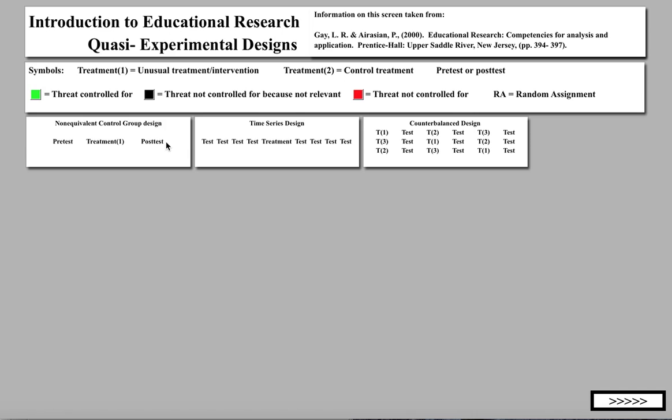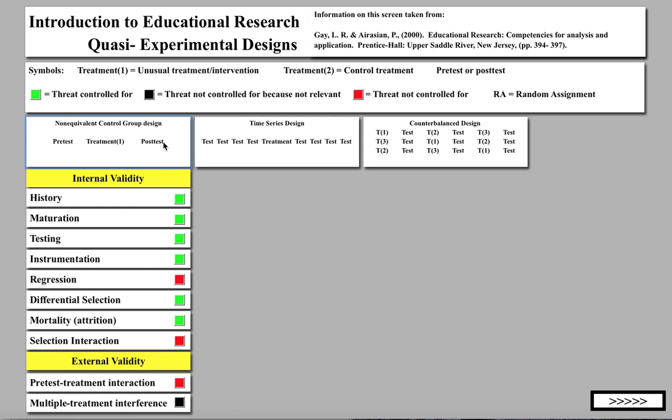2 or more treatment groups are pre-tested, administered a treatment, and then post-tested. As an example, suppose a school volunteered 6 intact classrooms to participate in a study. 3 of these classrooms can be randomly assigned to the experimental group and 3 to the control group. However, the inability to randomly assign individuals to treatment opens up threats to internal and external validity. And let's take a look at them.